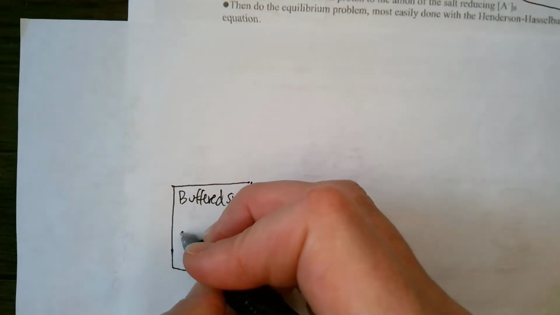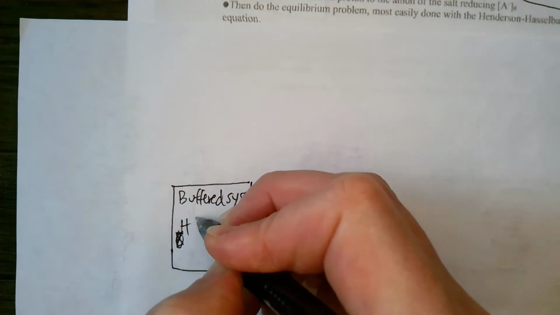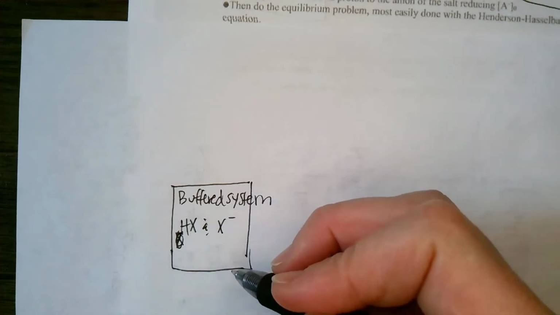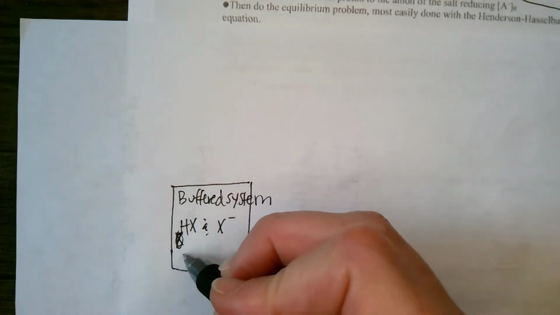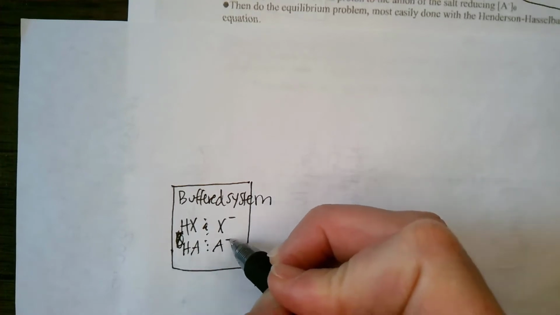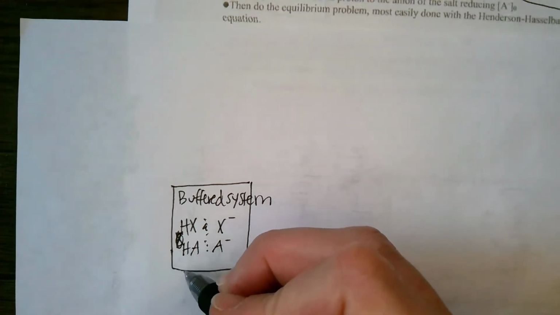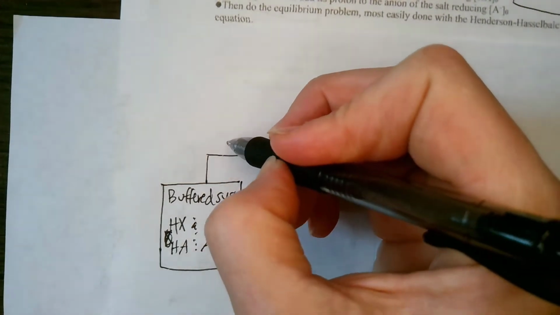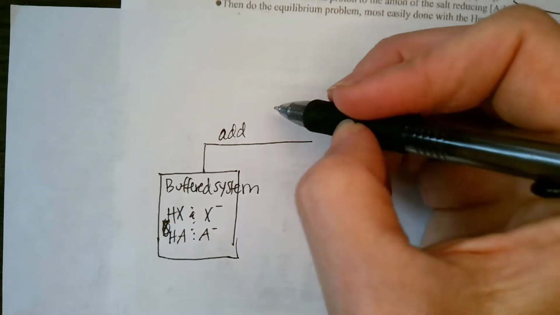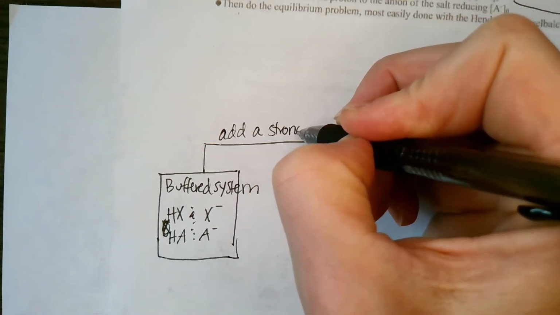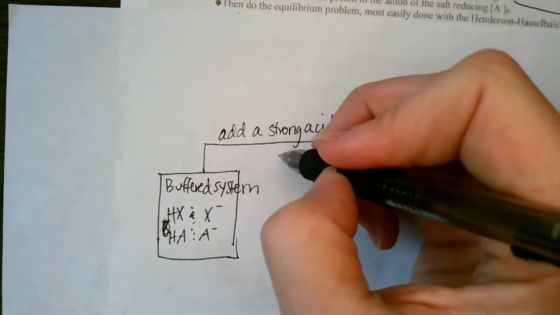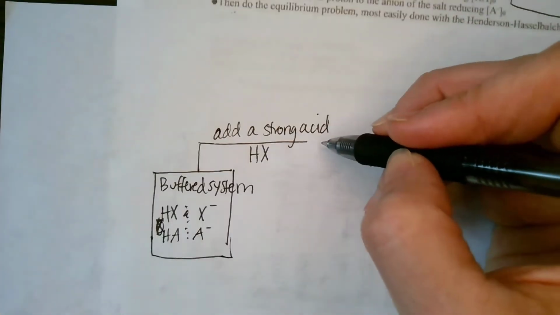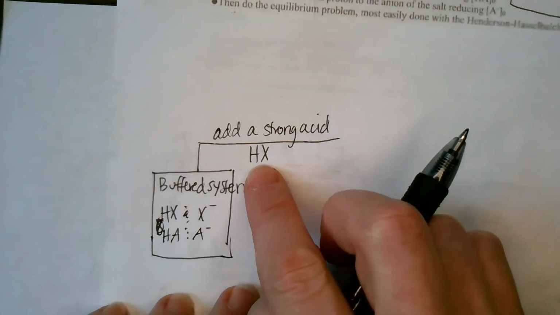And it contains my weak acid and its conjugate base, X negative. Maybe we call this HA and A negative, doesn't matter. But we have the possibility here of adding a strong acid. So we add a strong acid to our buffered system, and we get that strong acid that 100% dissociates.